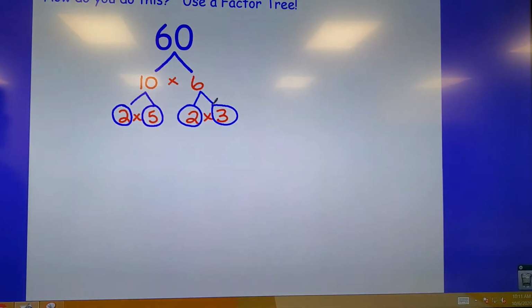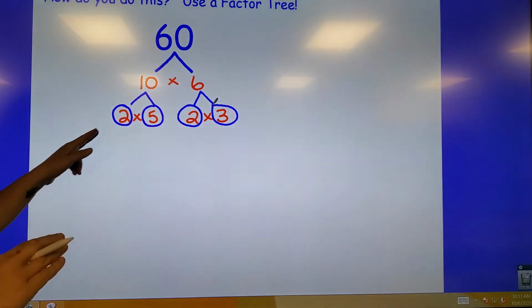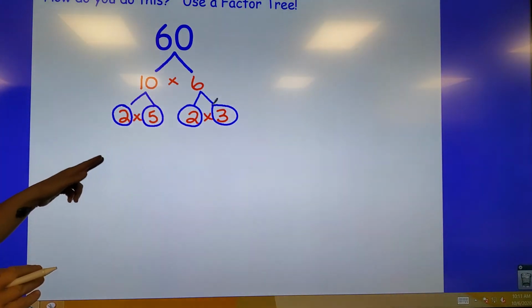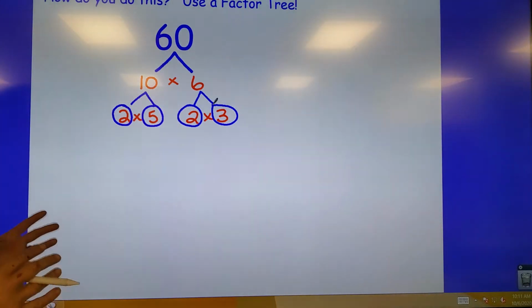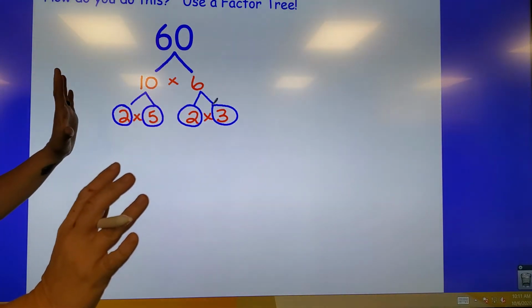So by circling the prime numbers, it does 2 things. One, it tells me stop. Your tree cannot continue off of that number. And the other thing it does for me is it lets it kind of stand out in my tree.